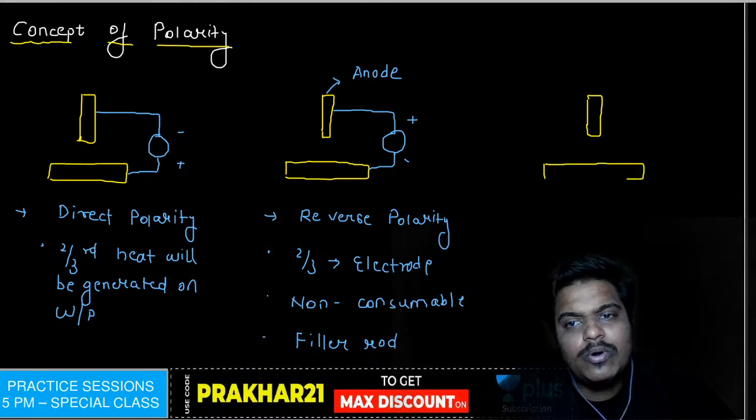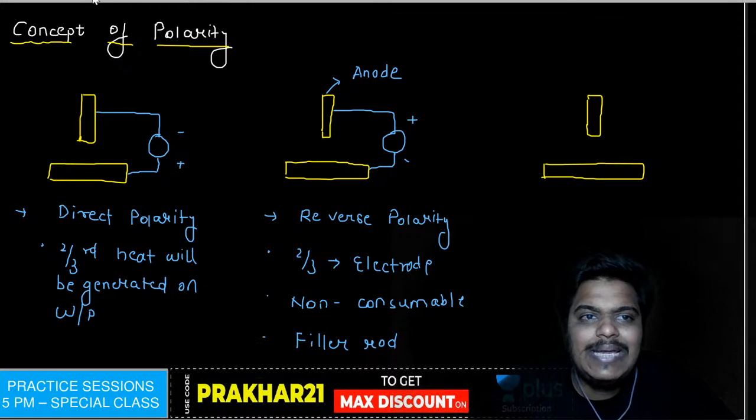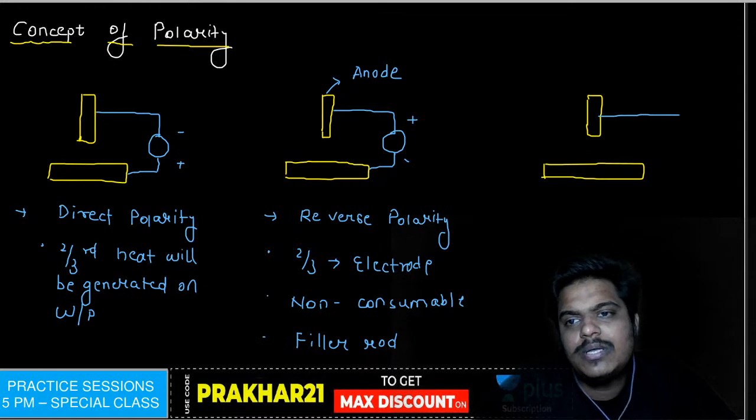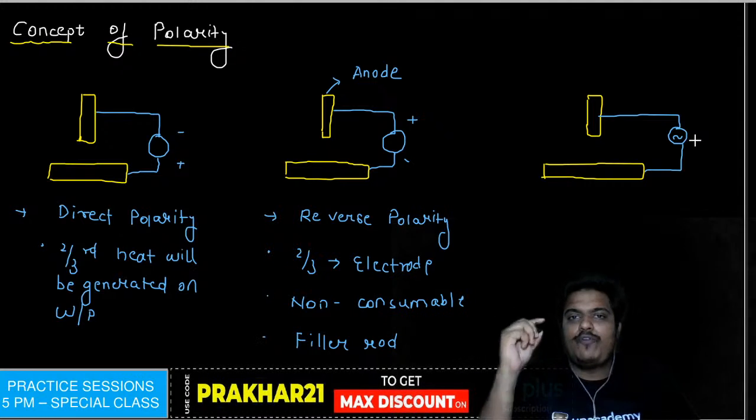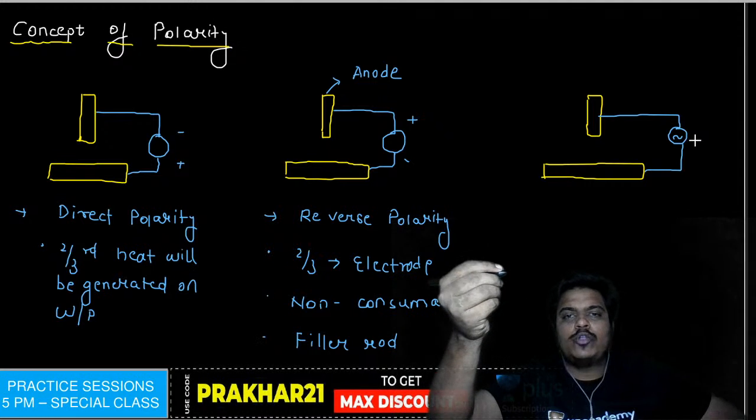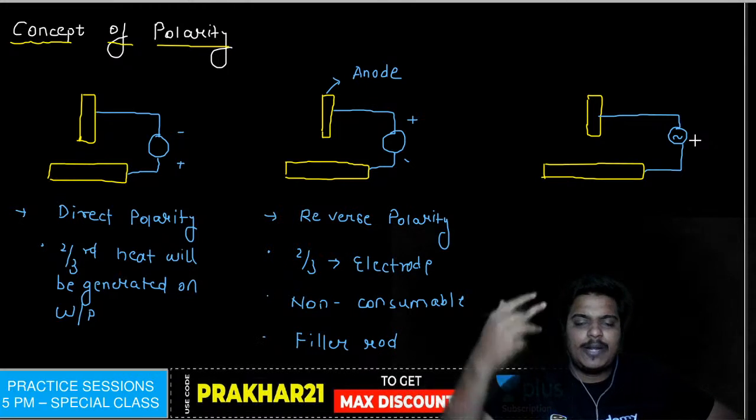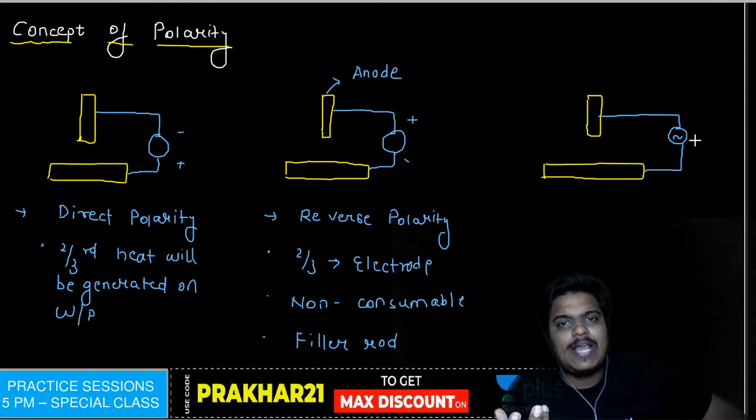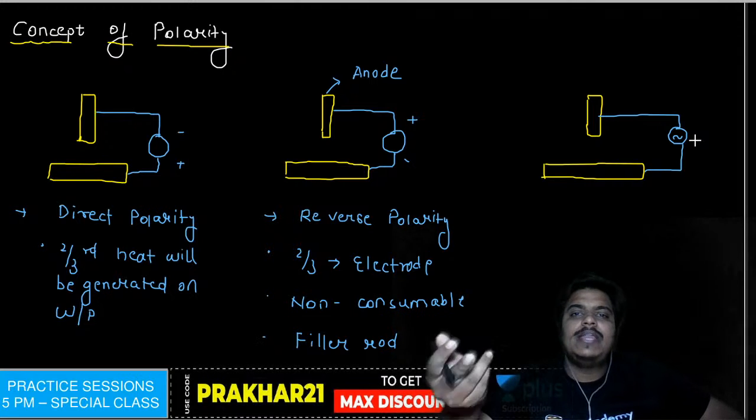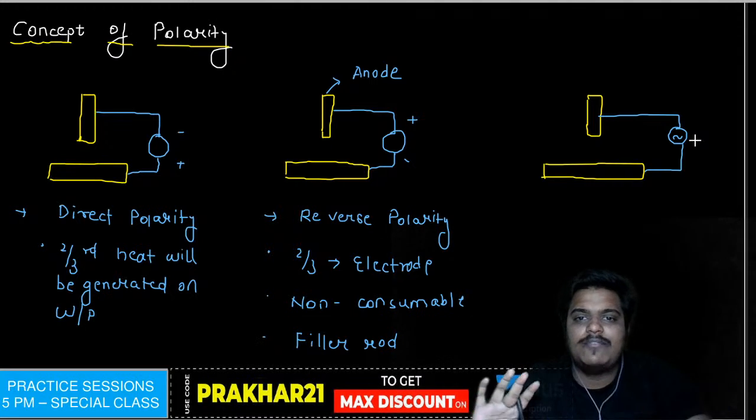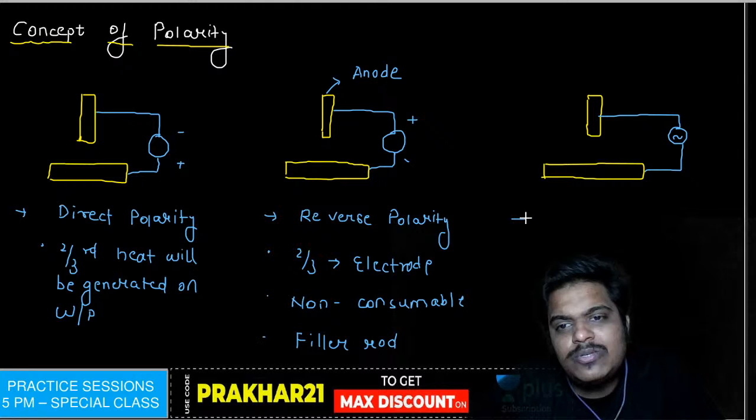This is your electrode, this is your workpiece, and now I am connecting it with the AC power source. I hope you understand AC power source. AC power source matlab for half of the cycle, electrode will be positive, workpiece will be negative, then for another half workpiece will become positive, then for the next cycle workpiece will become negative, and so on. Is it clear? So that is why this is known as AC polarity.